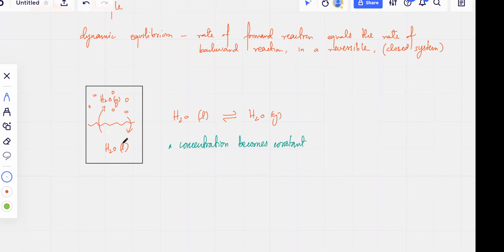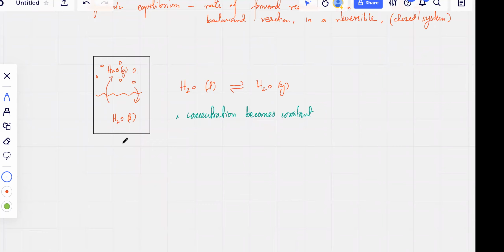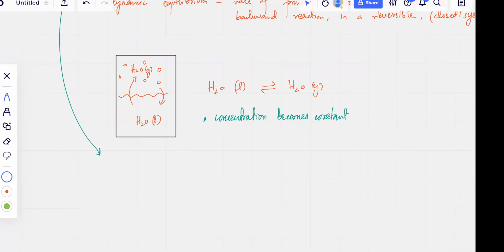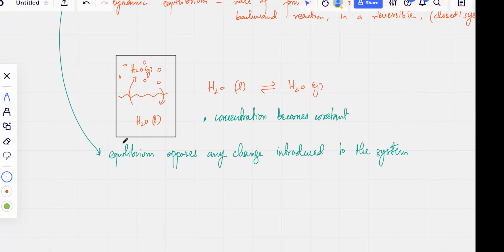So there's a Le Chatelier principle that goes along with this, which is that if you do anything to the equilibrium, it's going to try and do the opposite. The Le Chatelier principle simply is that the equilibrium opposes any change that's introduced to the system. So it's going to do the opposite.